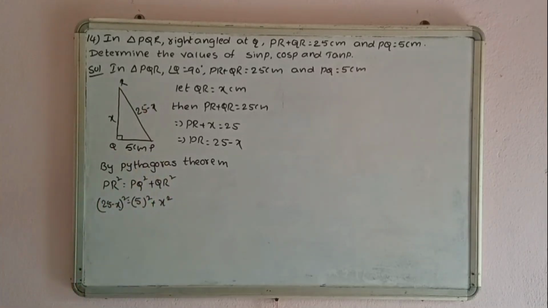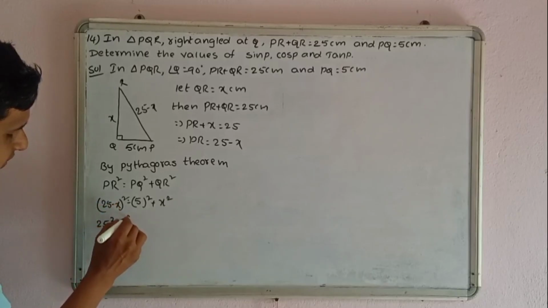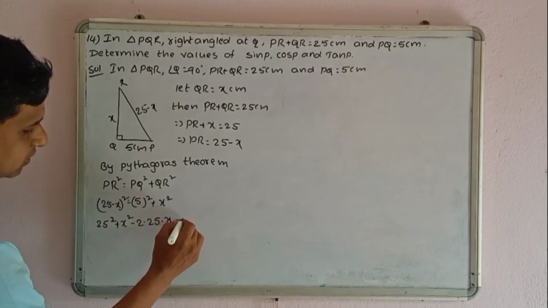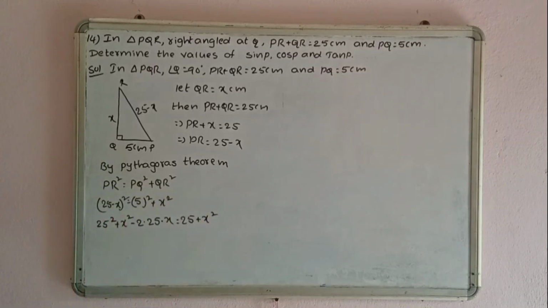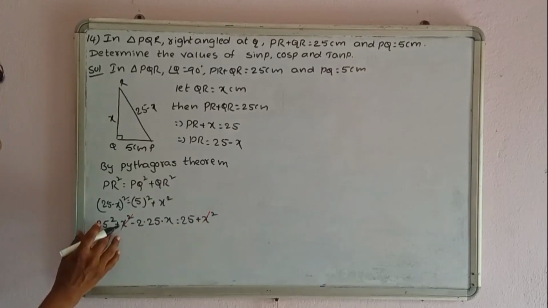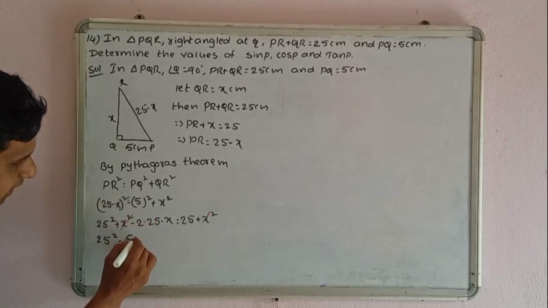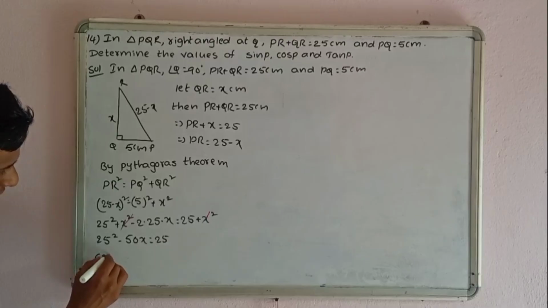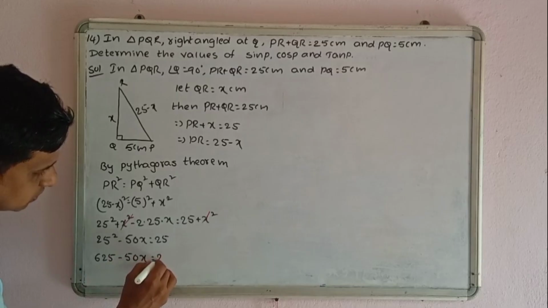Okay. Now this is of the form a minus b whole square, so a square plus b square minus 2ab, that equals 5 square, 25, plus x square. Observe that here x square gets cancelled. Now 25 square minus 50x equals 25. 25 square value is 625, so 625 minus 50x equals 25.